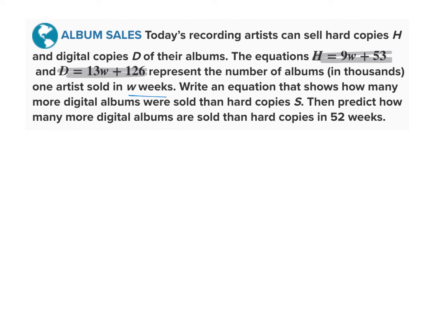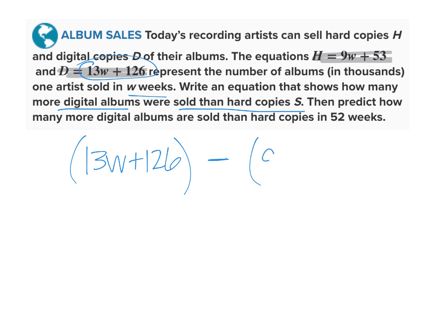And then in W weeks, it says write an equation that shows how many more digital albums were sold than hard copies. So here's my digital. They said I'm selling more of those, so I have 13W plus 126. If I want to know how many more, that would be subtraction. So I have this amount minus my other amount, my hard copies, 9W plus 53.